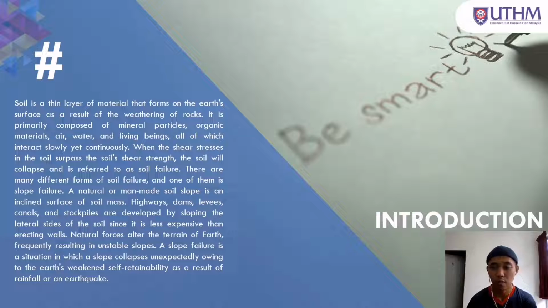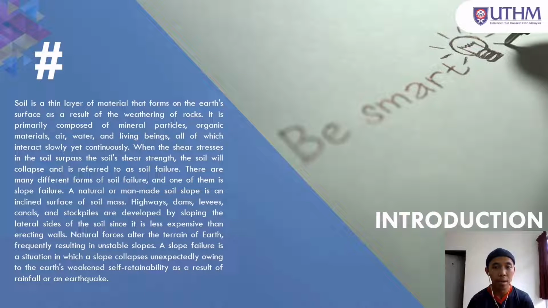Alright, before we go through the entire project, let me start with the introduction first. Based on the Australian environmental education, soil is a thin layer of material that forms on the Earth's surface as a result of the erosion of rocks. It is primarily composed of mineral particles, organic materials, air, water and living beings, all of which interact slowly yet continuously. When the shear stress in the soil surpasses the soil shear strength, the soil will collapse and is referred to as a soil failure. There are many different forms of soil failure, and one of them is slope failure.